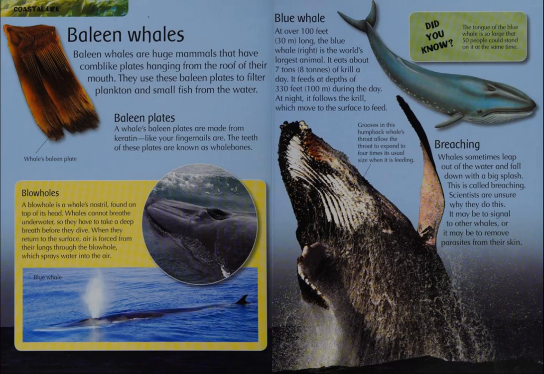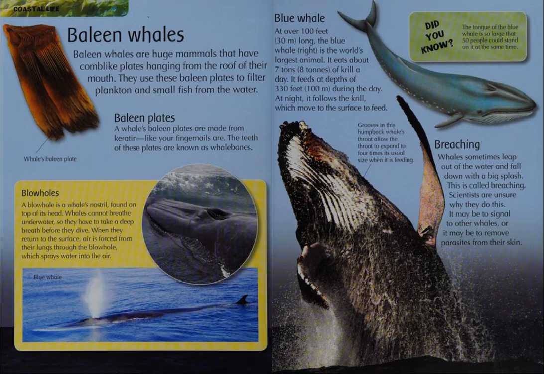At over 100 feet, 30 meters, long, the blue whale, right, is the world's largest animal. It eats about 7 tons, 8 tons, of krill a day. It feeds at depths of 330 feet, 100 meters, during the day. At night, it follows the krill, which move to the surface to feed. Did you know? The tongue of the blue whale is so large that 50 people could stand on it at the same time.